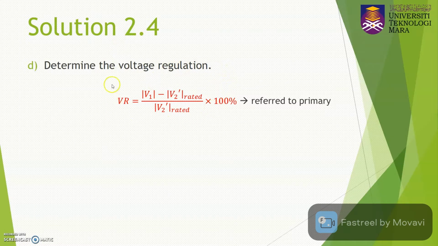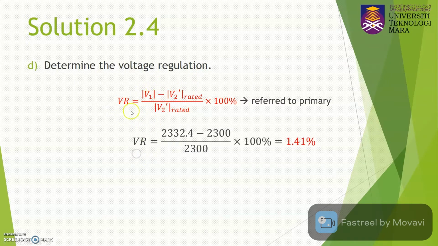Okay, so basically this is the formula of the voltage regulation for the case referred to the primary. Since you have a circuit referred to the primary, you can just use this formula. Voltage regulation will be (V1 minus V2 prime) divided by V2 prime.